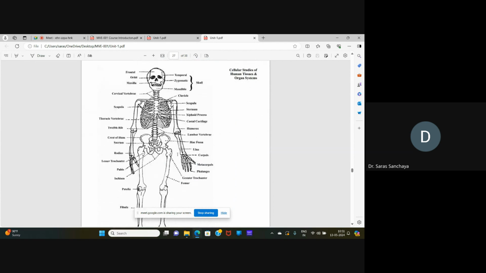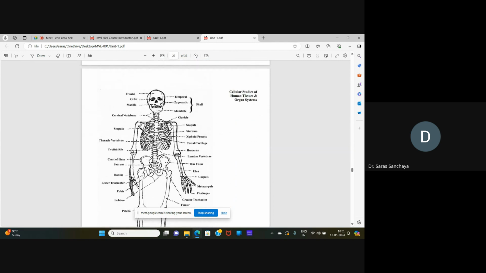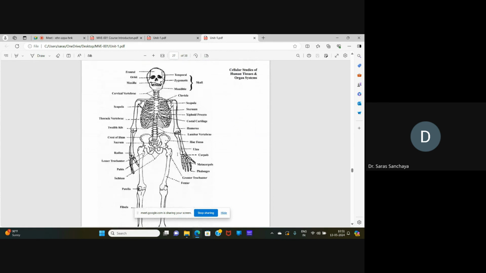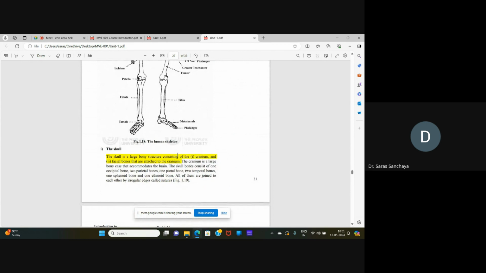So this is the skeleton in which we can see the appendicular skeleton and axial skeleton. Now we come to the skull. The skull is a large bony structure consisting of the cranium and facial bones that are attached to the cranium. They protect the brain and other organs of the head.